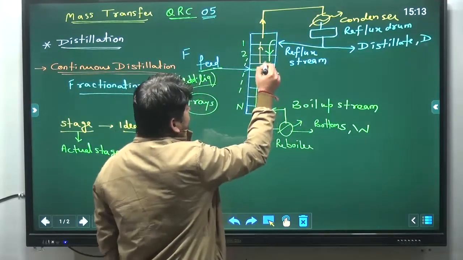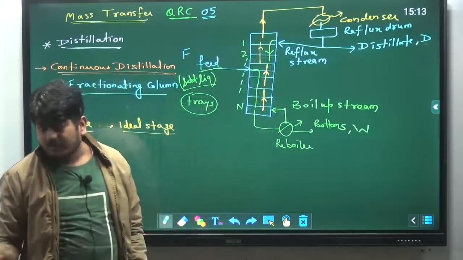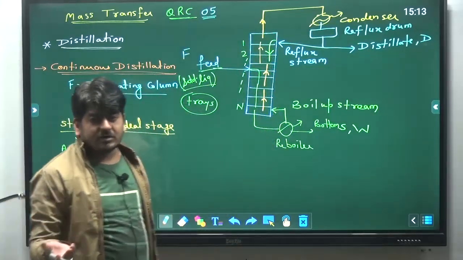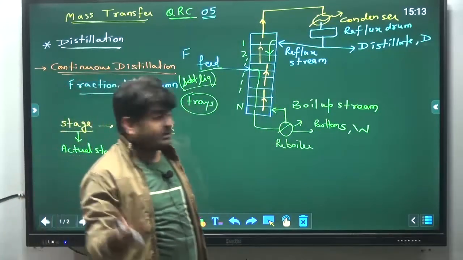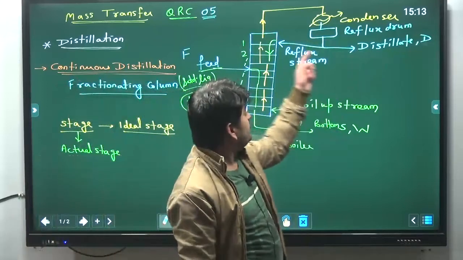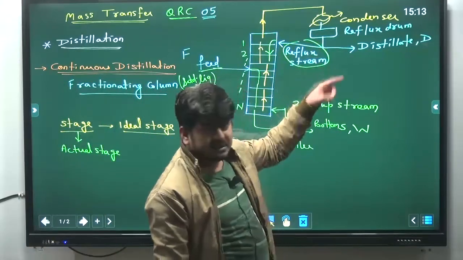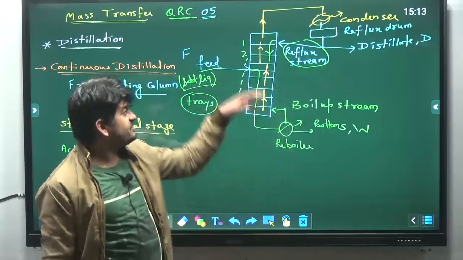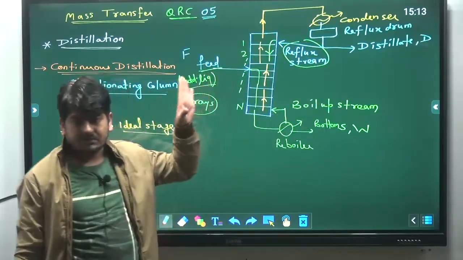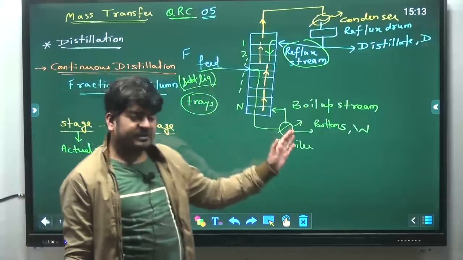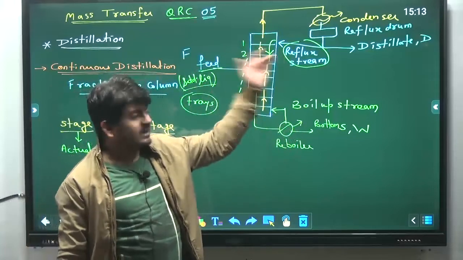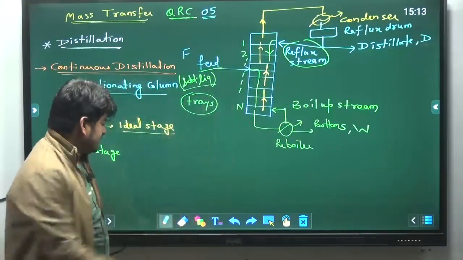And then this liquid again moves in that column. So throughout the column, at every stage when we are using reflux, we have liquid and vapor both present. Vapors thanks to the reboiler, liquid thanks to the condenser and the feed.